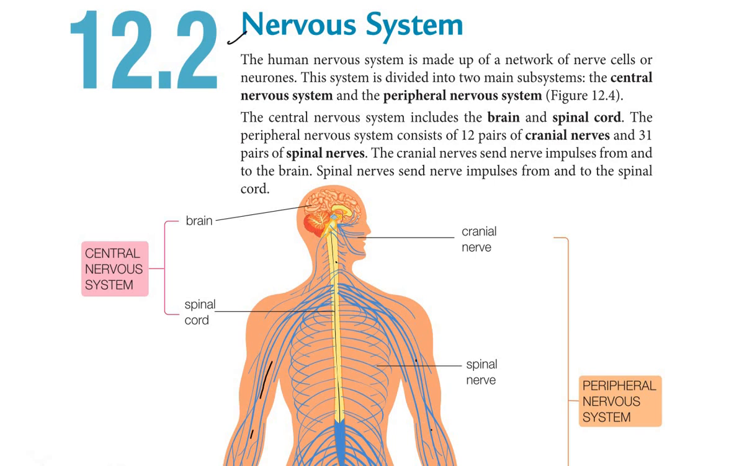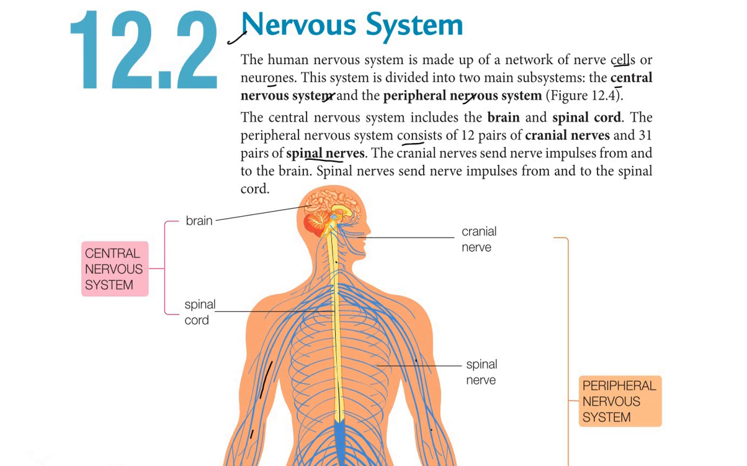Okay, the human nervous system is made up of a network of nerve cells or neurons. This system is divided into two main subsystems, the central nervous system and the peripheral nervous system. The central nervous system includes the brain and spinal cord. The peripheral nervous system consists of 12 pairs of cranial nerves and 31 pairs of spinal nerves.